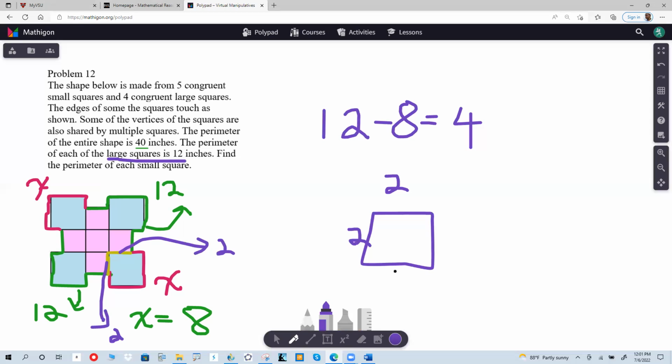They want you to find the perimeter of the pink square, and the answer is going to be 4 times 2, 8.